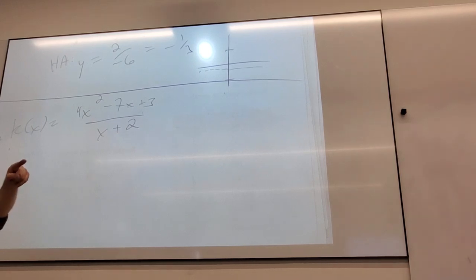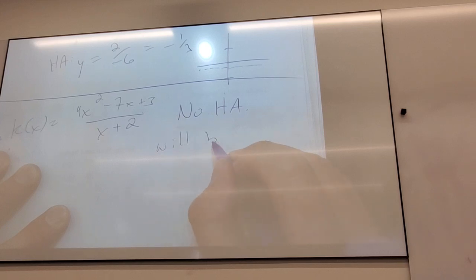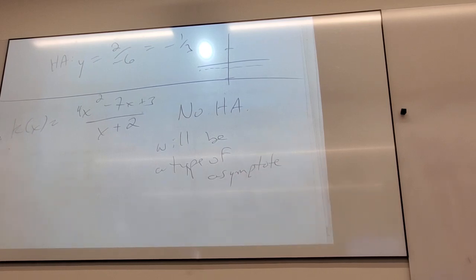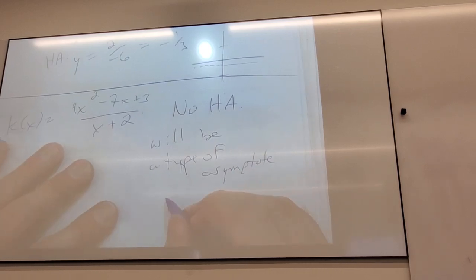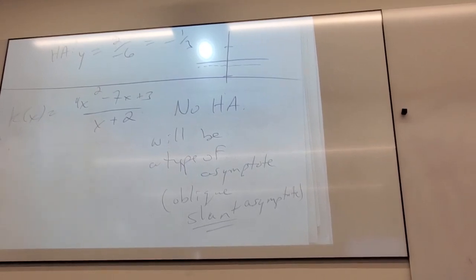Now this is where we get a weird little dude. We're going to talk about it not quite right now. So we're going to say there won't be any horizontal asymptote. There will be a type of asymptote that we'll talk about. I'll go ahead and give it a name. The book sometimes calls it oblique. I like to call it a slant asymptote. We're not going to do an example of that quite yet. I want us to get the basics down.